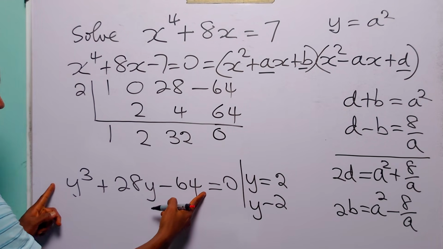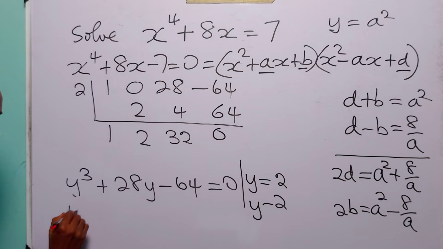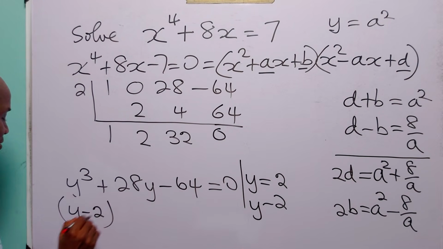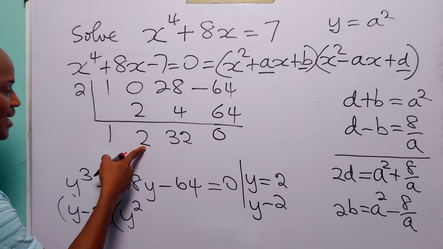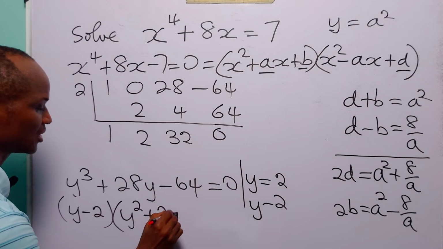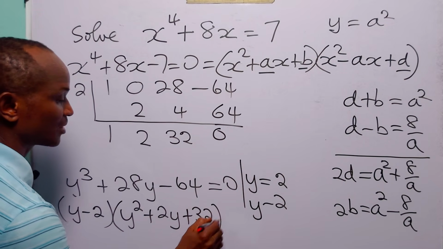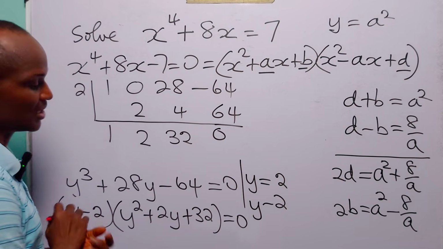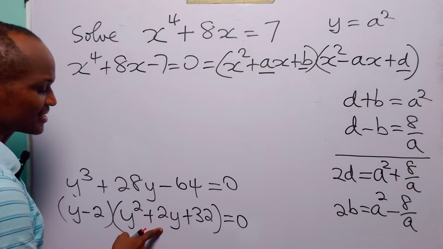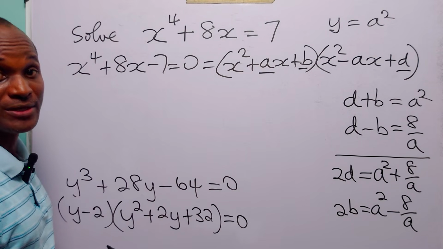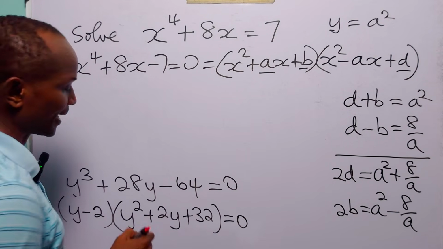That means that when we factorize this, we have y minus 2 times y squared plus 2y plus 32. And of course, this is equal to 0. Notice that this quadratic equation is not going to yield any real values of y.